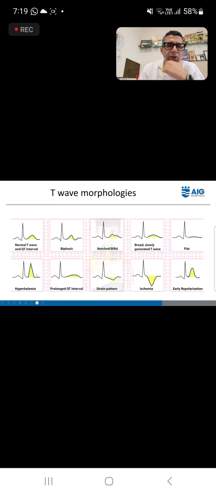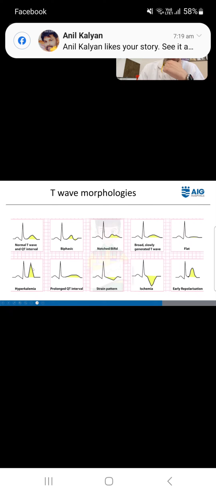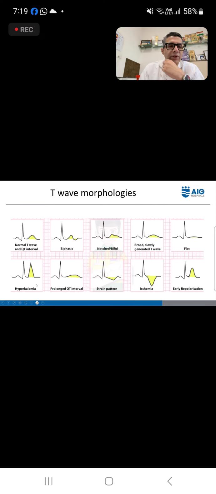Then you can have a tall peaked T wave. So that is indicative of hyperkalemia. So you can see here that it is tall and peaked. Now, what is important here is to understand the morphology of peaking. You can see that it's almost like a pencil tip, right? So the peak, when it is so acute and sharp, even though the amplitude is not much, will give you a clue that the patient might be having hyperkalemia or a hyperacute myocardial infarction. Then you can have a prolonged QT interval with the broad T wave.